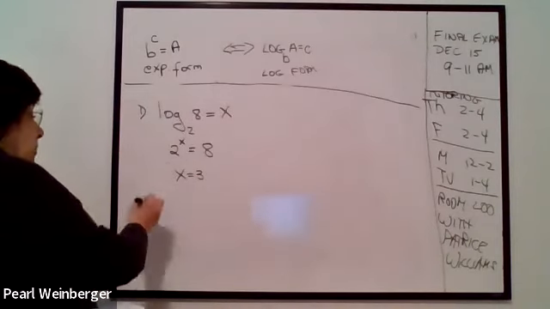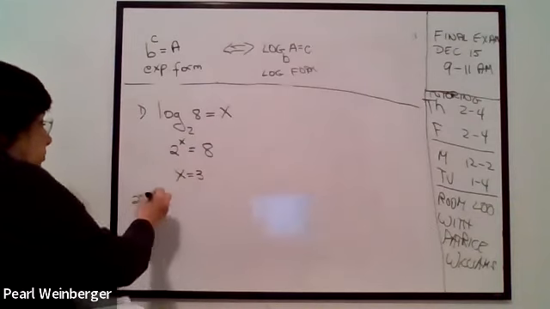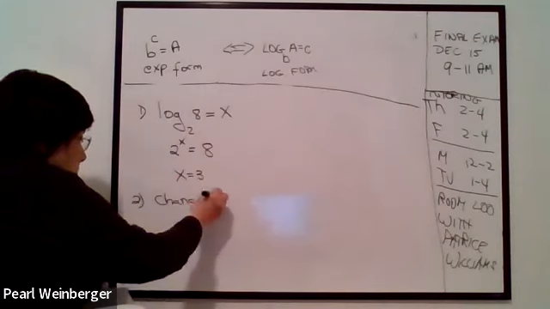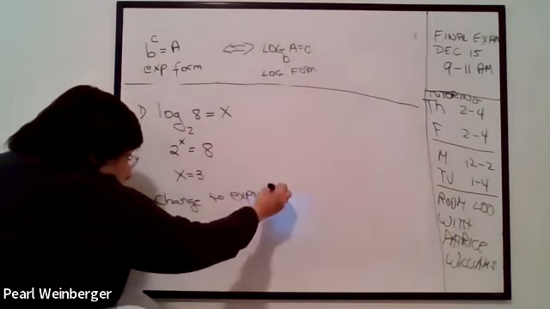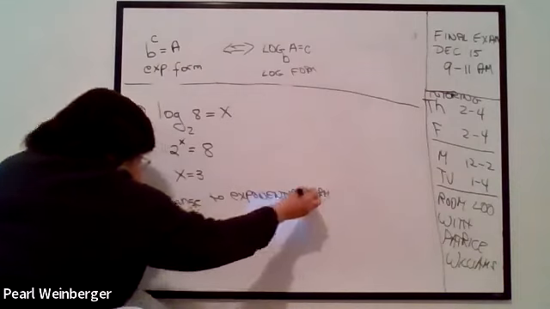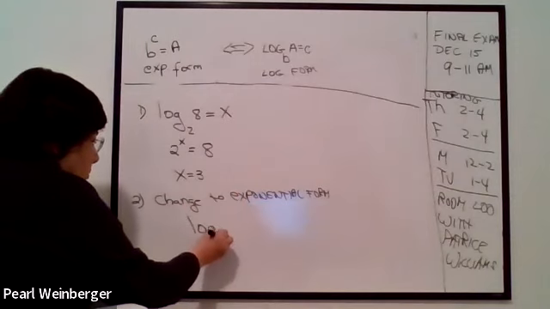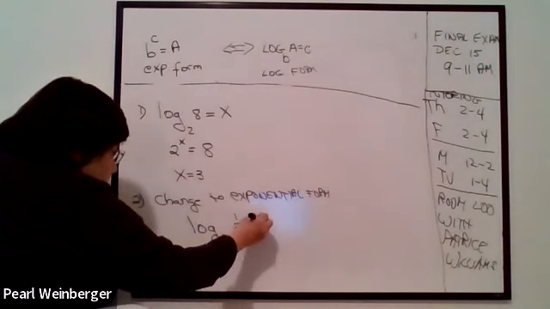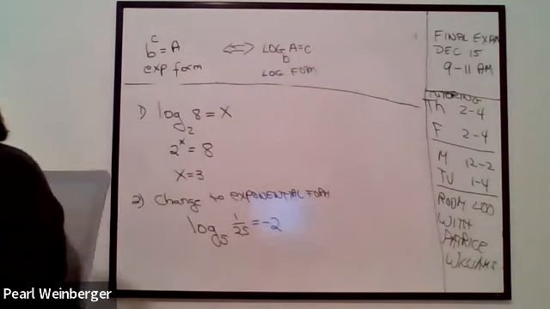Okay. How about, I'm going to give you one to try. Just change this to exponential form. Log base 5 of 1/25 equals -2. This is in logarithmic form. I'm giving you a minute to change it to exponential form.